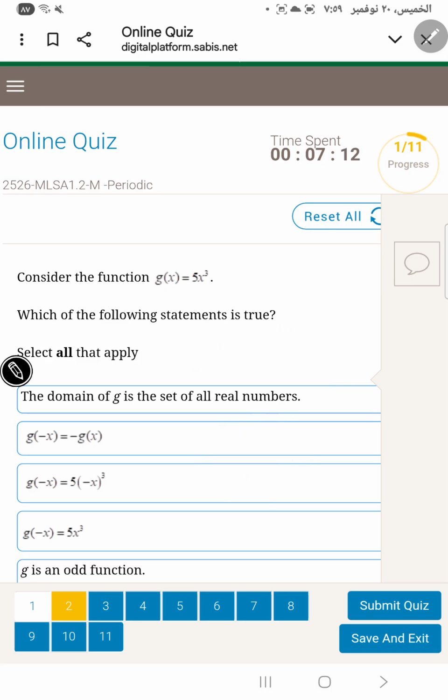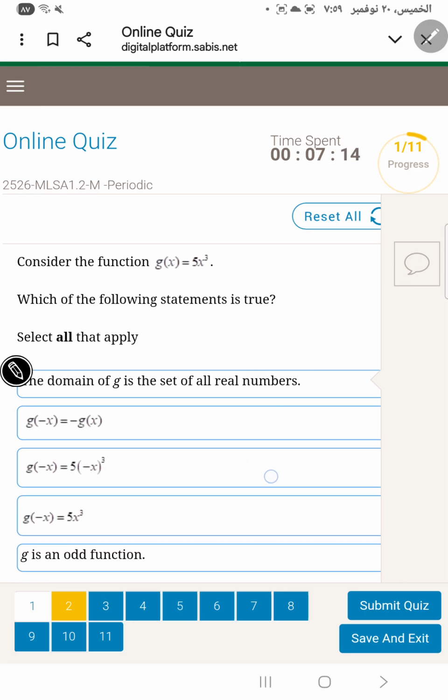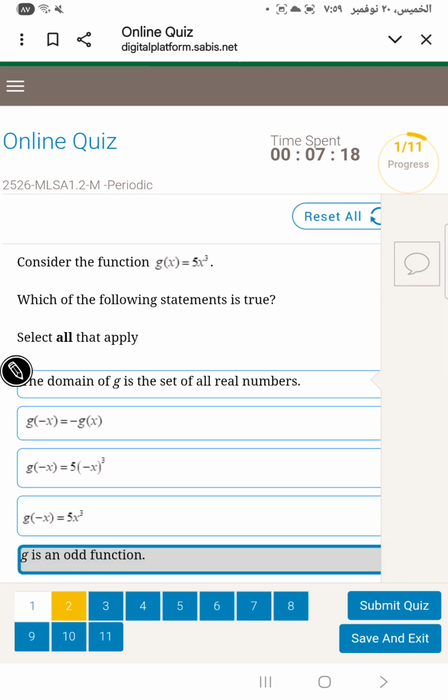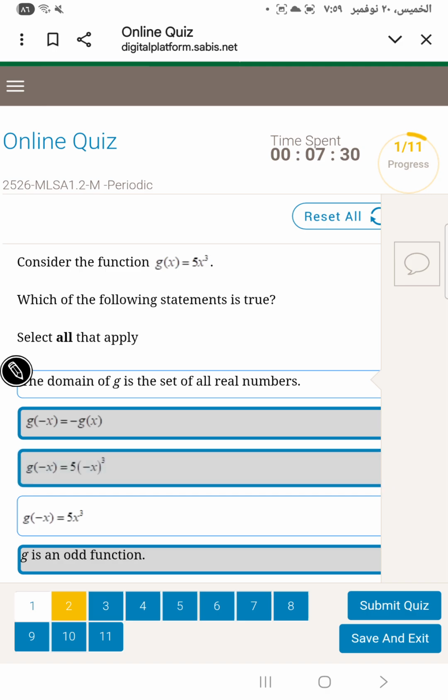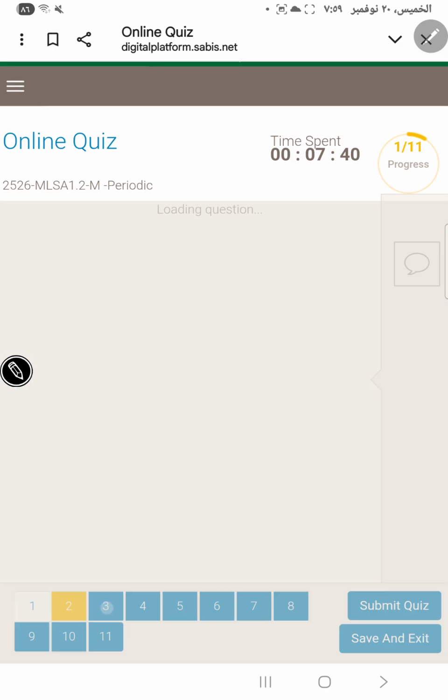So we have to choose here. G is odd function, and also this one. And this is also true, so you have to choose it. G of -x equal 5 times -x cubed. This is direct substitution. So you have to choose this one. Number 3.